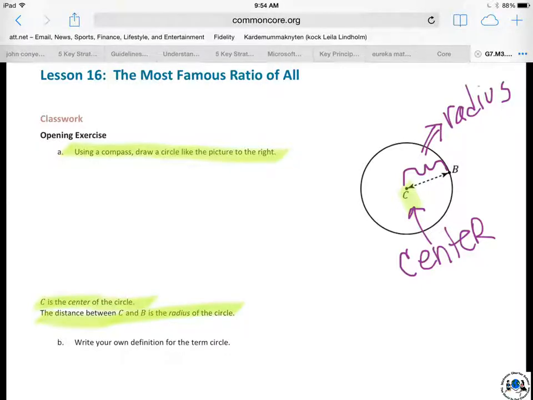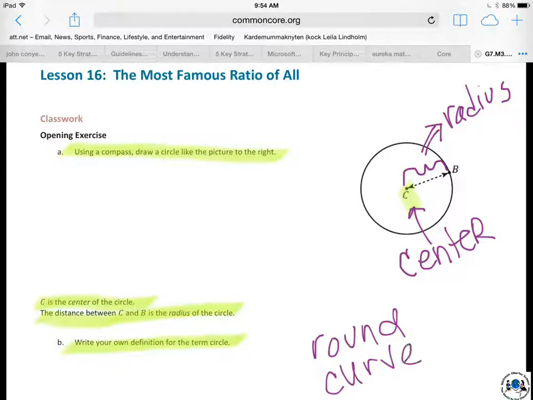So take a moment and go ahead and do letter B here. It says, write your own definition for the term circle. If you were going to put it into words, how would you define the term circle? Go ahead and take a few minutes to do that. Come on back. So when it came to your definition of circle, you might have said something like round. You might have said something like curved.